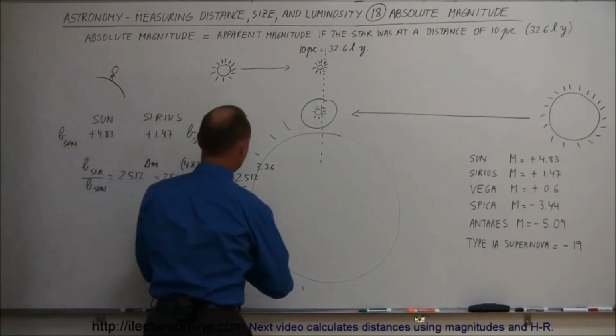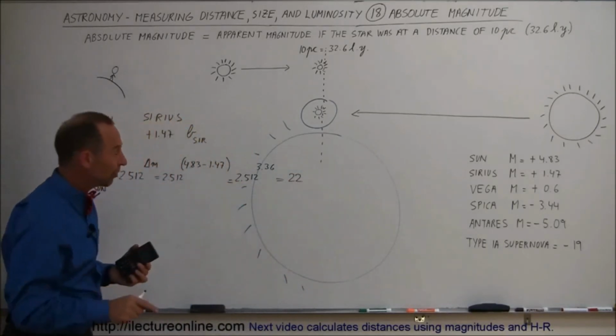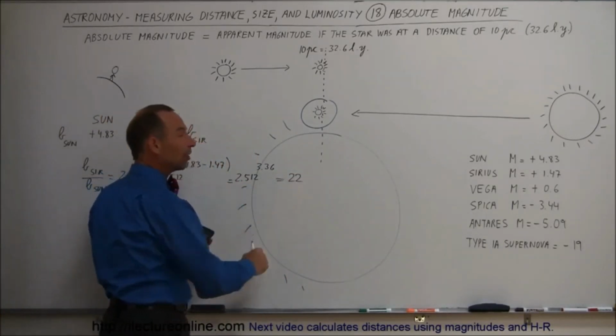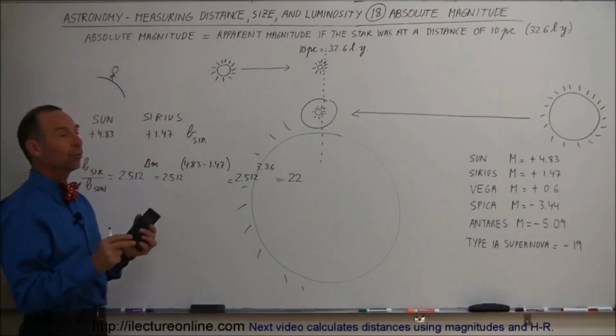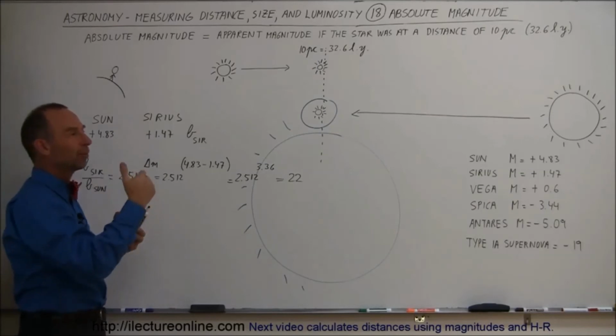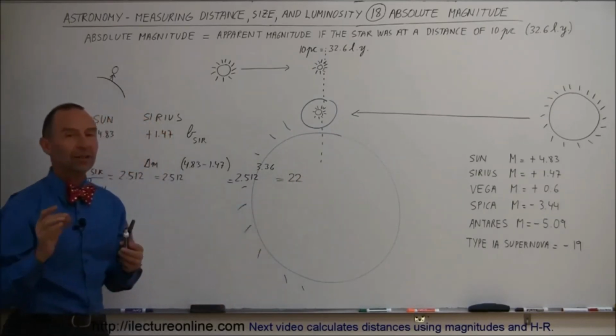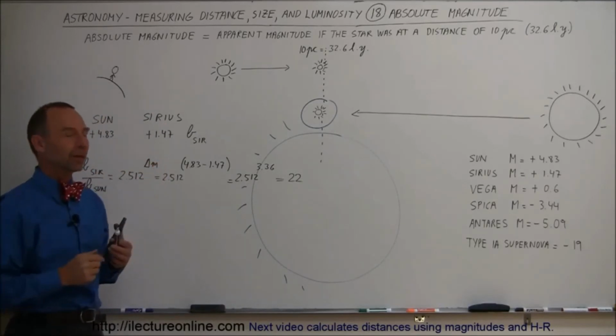That's interesting. So it's equal to 22, which means Sirius puts out as much light as 22 suns. Or if you were to put the sun next to Sirius, and if you want to get the same amount of light from stars like the sun, you would need to place 22 stars like the sun next to Sirius to put out the same amount of light.